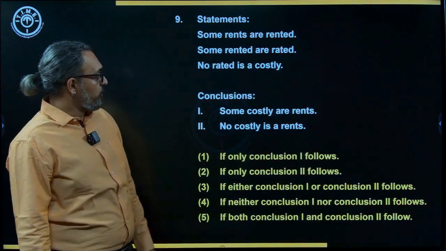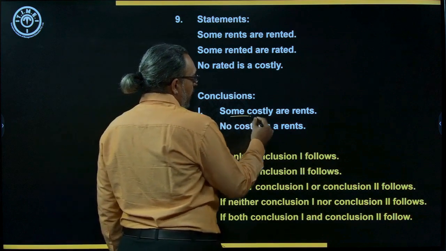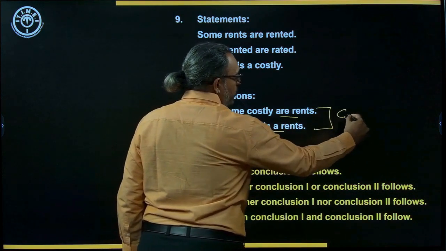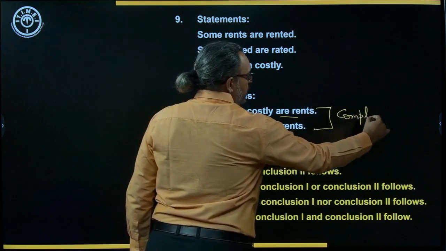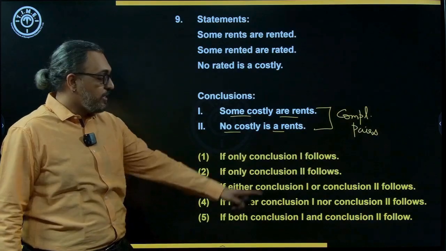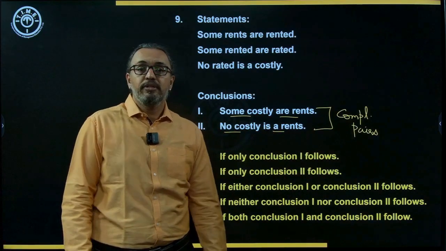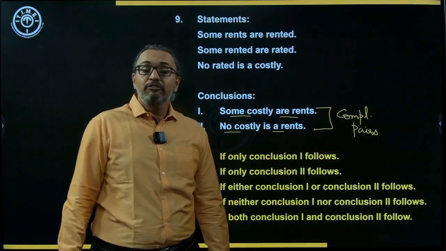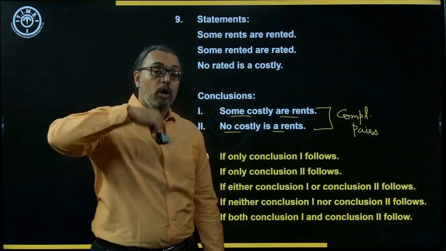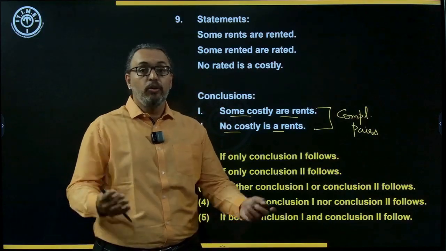Okay, now the conclusions. Now again check. Here we have no costly is a rent and some costly are rent. So these are again complementary pairs. So the first part of getting either or is satisfied. We do have complementary pairs. Now what is the second part that we understood? The negative should satisfy the basic diagram and its complementary should satisfy the alternate diagram. Then only we get either or.